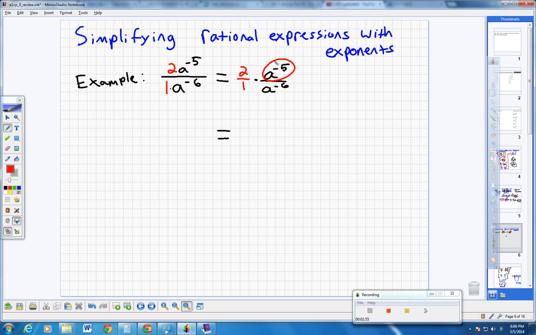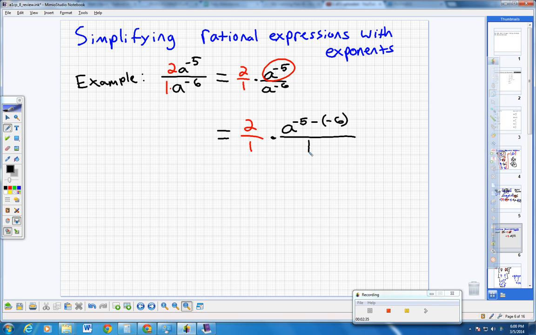So one possible way to do this is to say that I still have that 2 over 1 there, and I can subtract the exponents whenever I am dividing them. I find the greater one, which is negative 5, and I subtract negative 6. Now I know a lot of you are horrified by that. What does that leave in the denominator? You better not be saying 0. It leaves a 1.